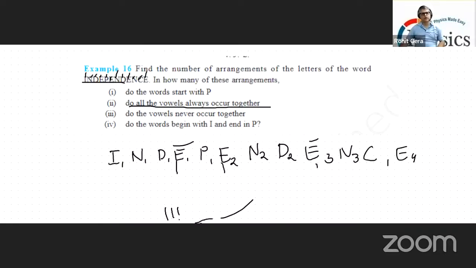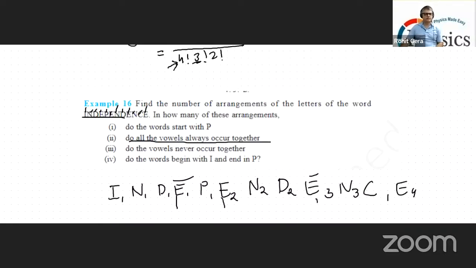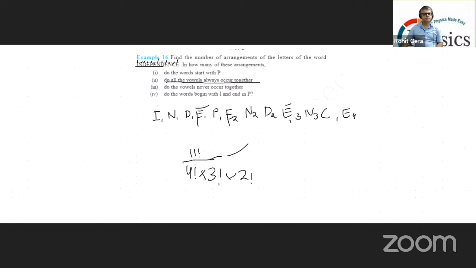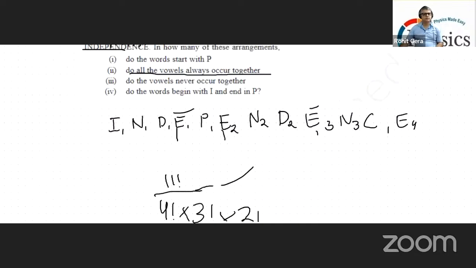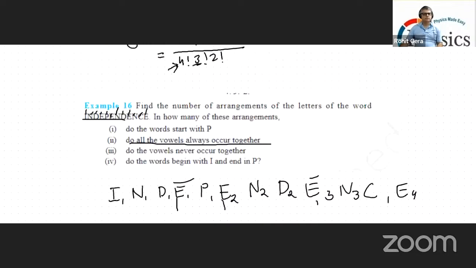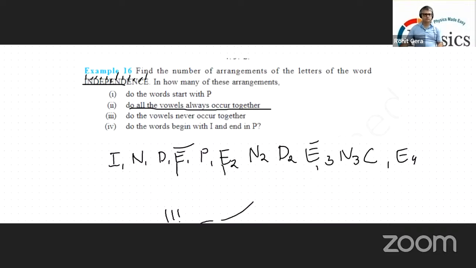All the vowels have to occur together. So, what are the vowels? E. And that is the only vowel you have, I think. Yes. All the vowels. But what are the other vowels available in this? I. Okay, I and E. So I and E have to be together.